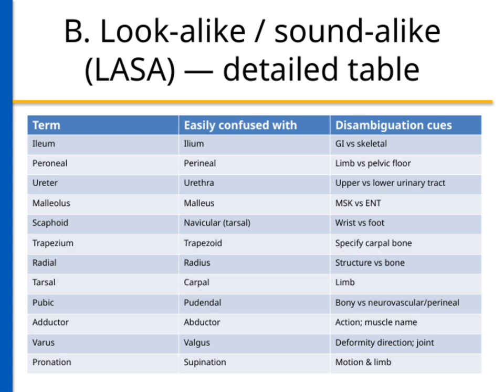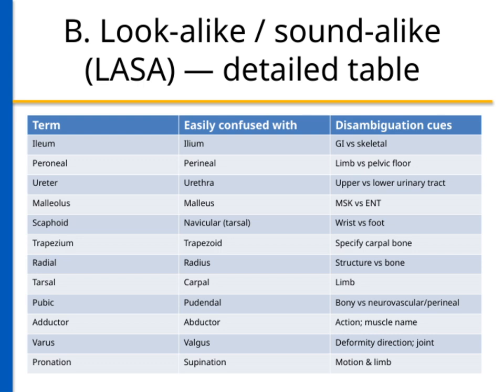Moving on, ureter and urethra. The ureter carries urine from the kidney to the bladder, so it's upper urinary tract, whereas the urethra is the tube through which urine exits the body, lower urinary tract. Then, malleolus versus malleus. The malleolus is the bony prominence on each side of the ankle, part of the skeletal system. The malleus, on the other hand, is one of the tiny bones in the middle ear, which is part of the ENT region. Similarly, scaphoid and navicular.